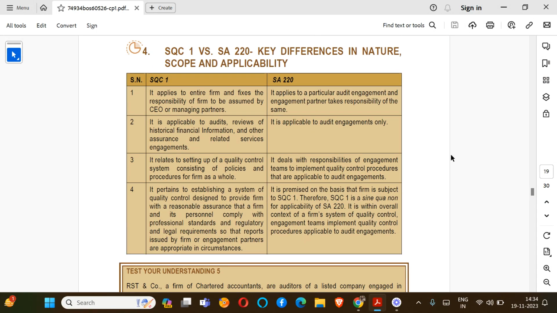Now we are actually, I think, at the few final topics. So this chapter is taking its last breath, let's finish it quickly. SQC1 versus SA 220. Differences in their nature, the scope, the applicability.